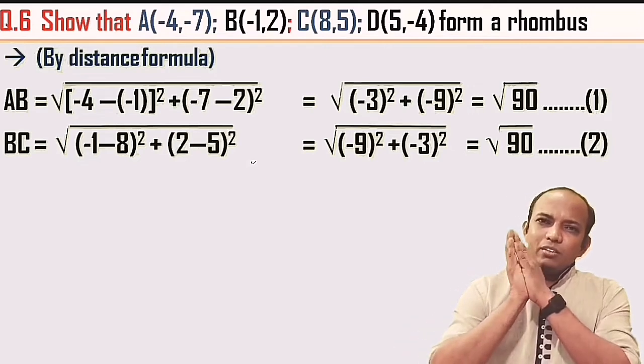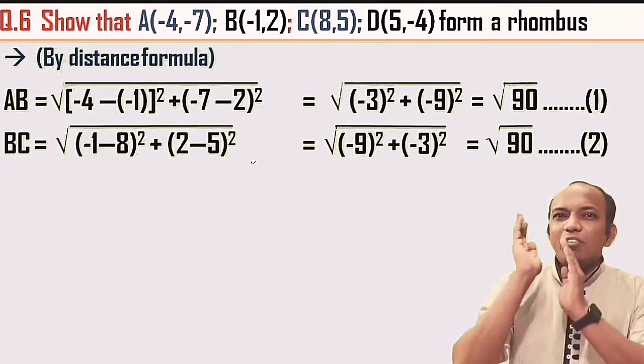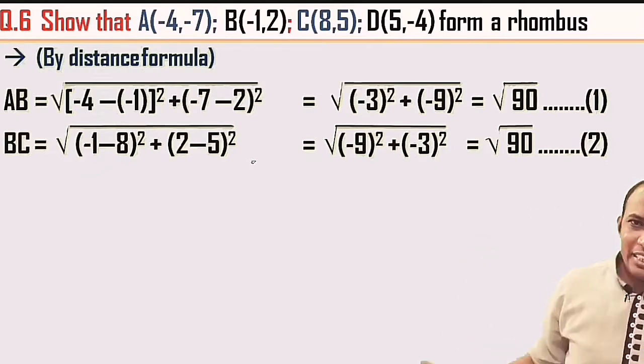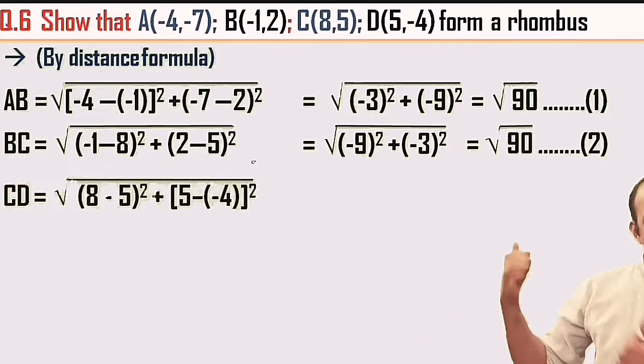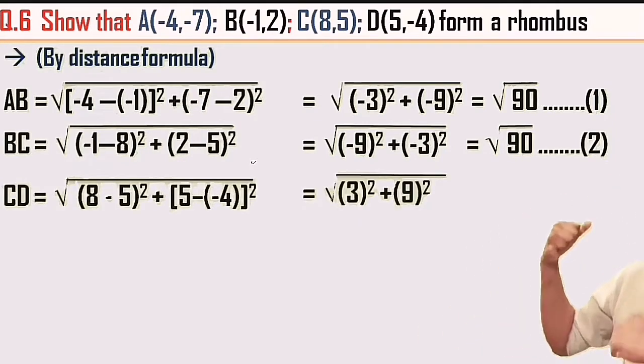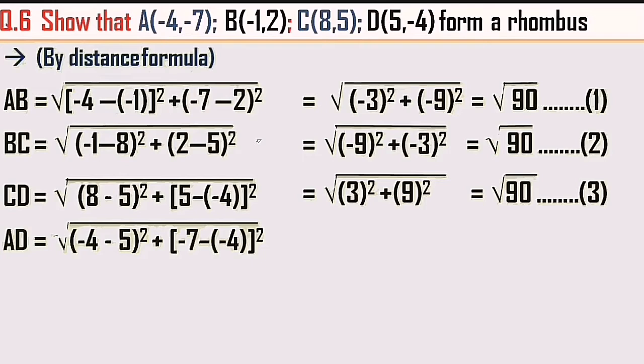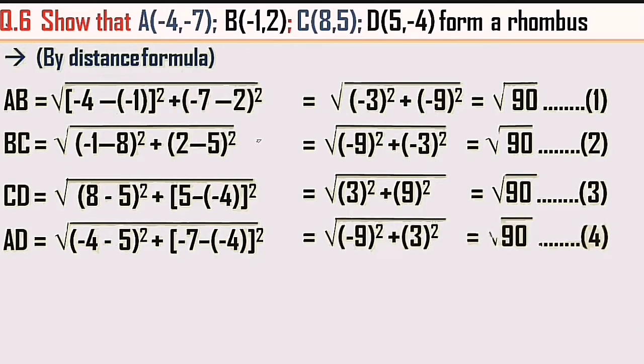The moment you put the value for the CD in the distance formula, we get again 3 square plus 9 square as the second step, the way you are looking on the screen. And after squaring and adding them, that results in again under root 90, number it as 3. Similarly, when you find the value of AD, again that results in 90.